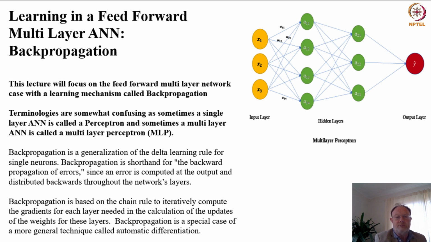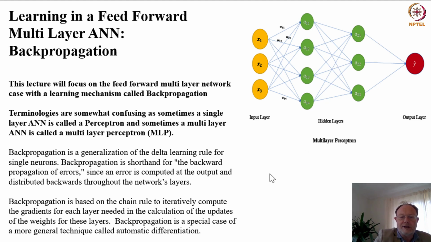This backpropagation is based on the chain rule to iteratively compute the gradients for each layer needed in the calculation of the updates of the weights for these layers. So, as you will see, updating of weights is very similar to the single neuron case. Forward feeding is also very similar. What's different is the way these error estimates are backpropagated.